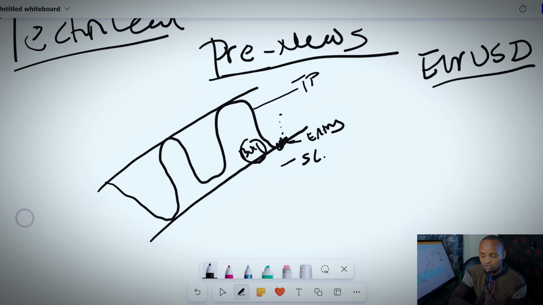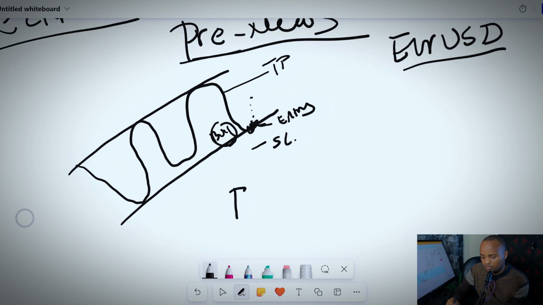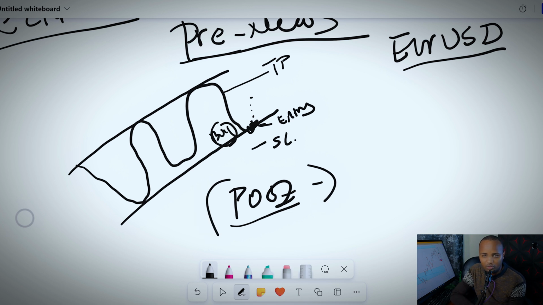Many traders, instead of trading at this position, because the market can break that zone, you come up with all those things. So the best thing to do is actually to wait for what we call post news. Post news is when the news has been released, and now you can make your decisions.